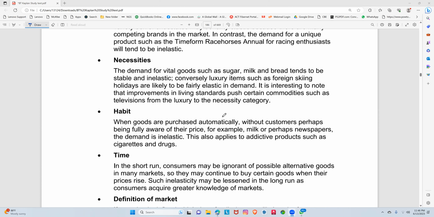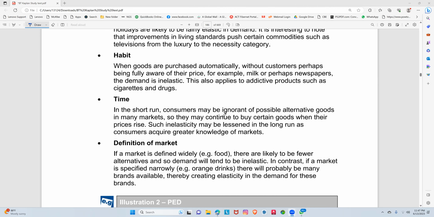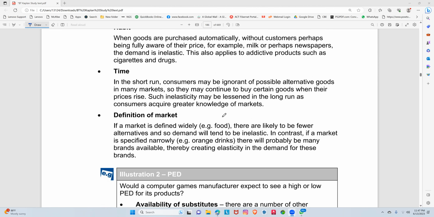So the point here is there is a lot of against talks also with it. But habit, if that's a habit, you are going to spend it. Price is inelastic there. Okay. Then time, in the short term, consumers may be ignorant of possible alternative goods and they will buy whatever they can. But in the long run, the customer acquires great knowledge of the market and then buys the right stuff. Okay.